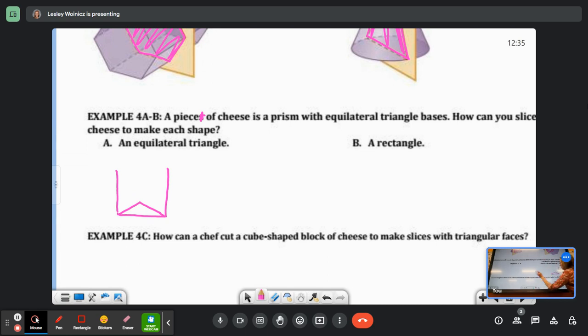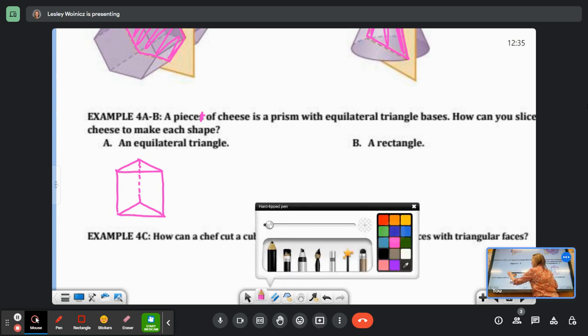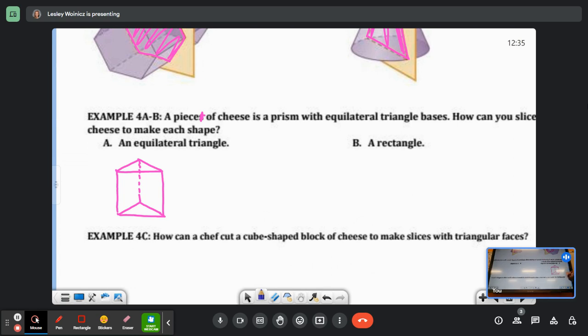Ew. This is pink cheese. It's a special form of cheese. Okay. I should have made these ones back here dashed also.